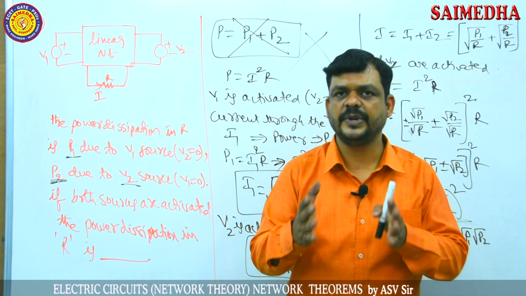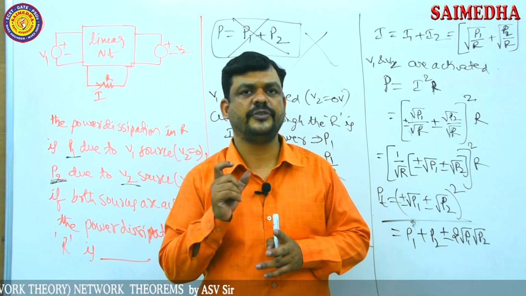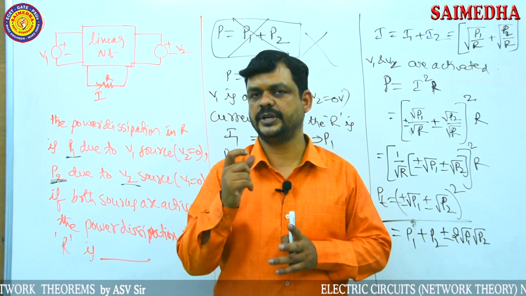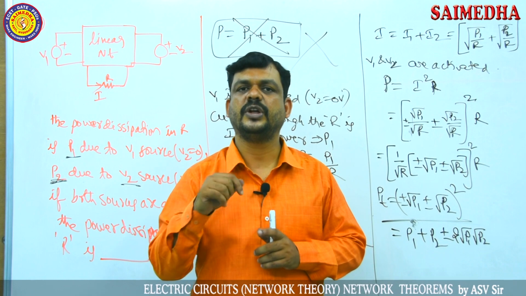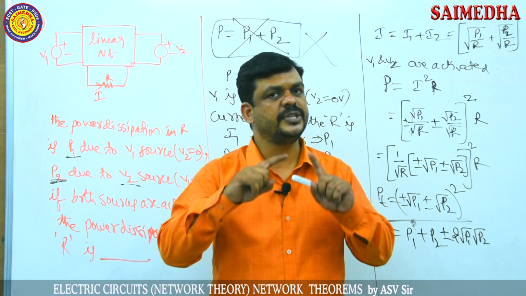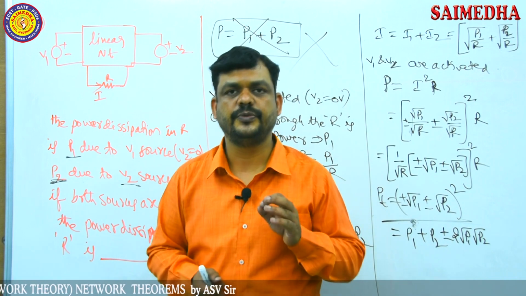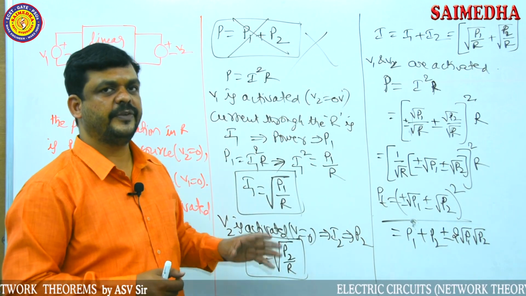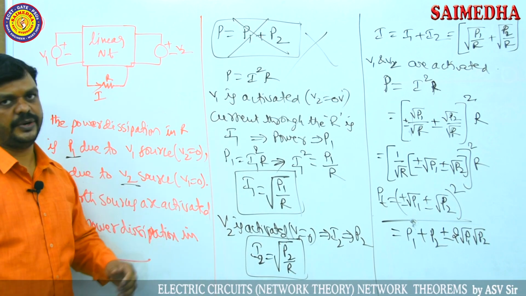So then the total power is equal to the square root of P1, due to the first source response, plus or minus the square root of P2, due to the second source response, whole square. This is another standard formula to determine the power of the given circuit. So please note it down.